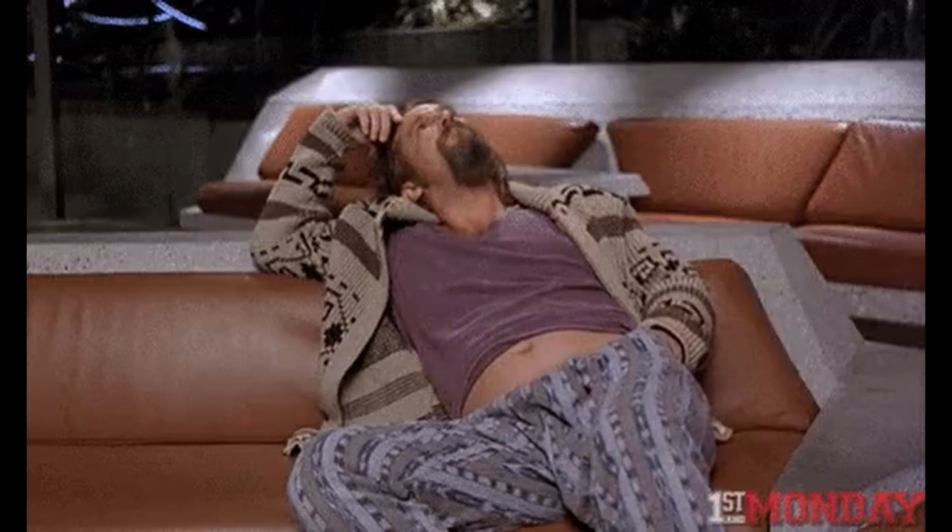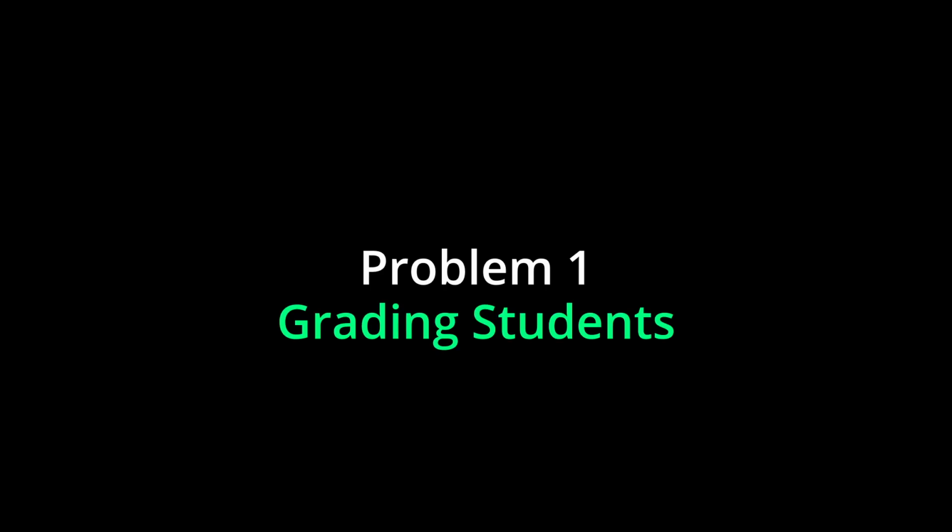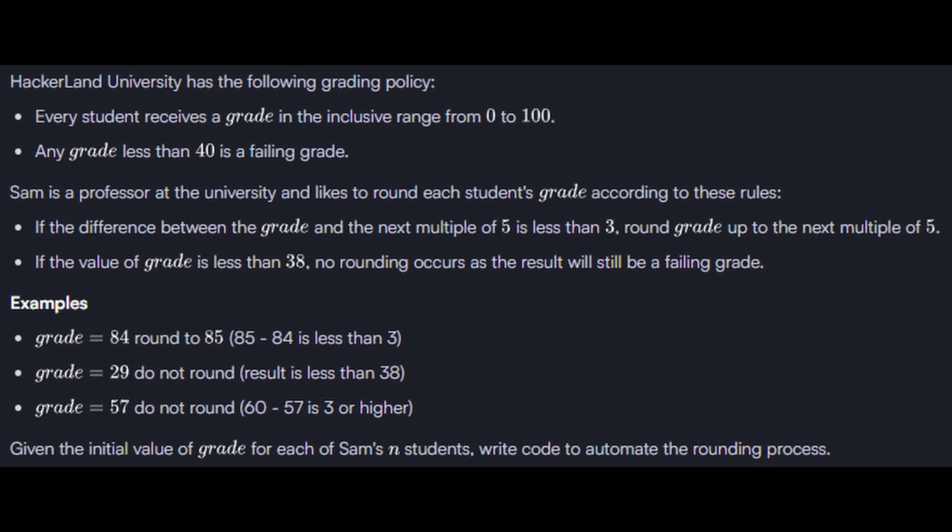That being said, let's get right to the next 3 problems for today. HackerRank University has the following grading policy. Every student receives a grade in the inclusive range from 0 to 100, so also 0 and 100 are taken into consideration. Any grade less than 40 is a failing grade. Sam is a professor at the university and likes to round each student's grade according to this rule: if the difference between the grade and the next multiple of 5 is less than 3, round the grade up to the next multiple of 5. If the value of the grade is less than 38, no rounding occurs, as the result will still be a failing grade. So let's do it.